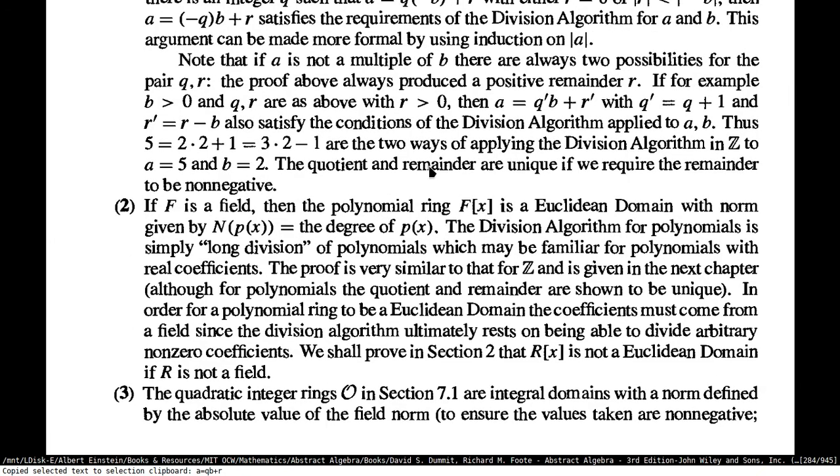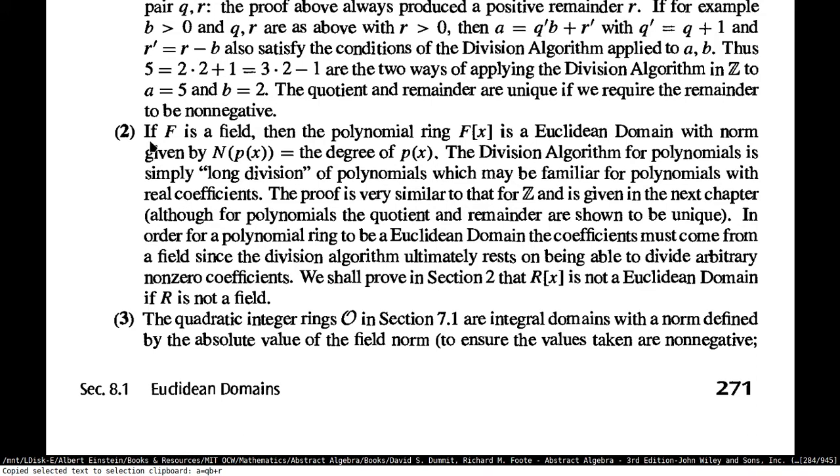This one is interesting. If you have a field F, then we have a polynomial ring F of x, just like we had V of x. And this is going to be a Euclidean domain with norm given by the degree of the polynomial. So N of p of x, some polynomial, gives you the degree of the polynomial. And the division algorithm for polynomials is simply long division, just trying to divide one polynomial by another and continuing this. That long and meticulous method is not something that you normally do, but yeah.